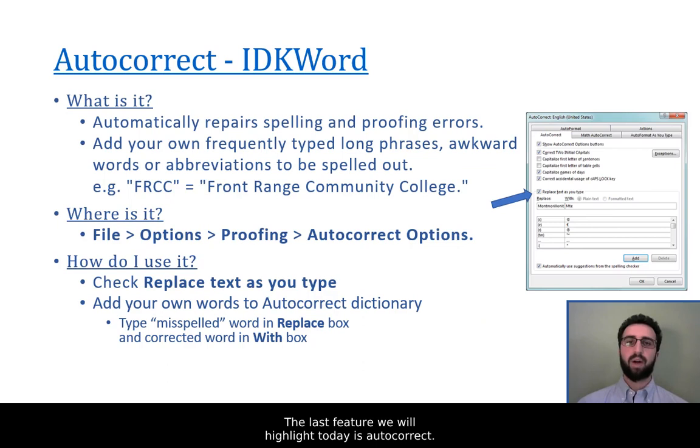The last feature we will highlight today is autocorrect. Autocorrect runs in the background and automatically repairs spelling or proofing errors. You can also use autocorrect to insert text or expand abbreviations. To access the autocorrect options, open the File tab, select Options, select Proofing, and then select Autocorrect Options. To enable autocorrect, check Replace Text as you type. Use the Replace and With boxes to add your own corrections.